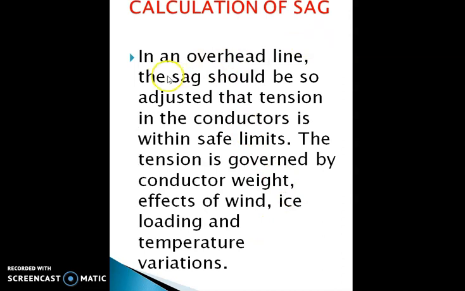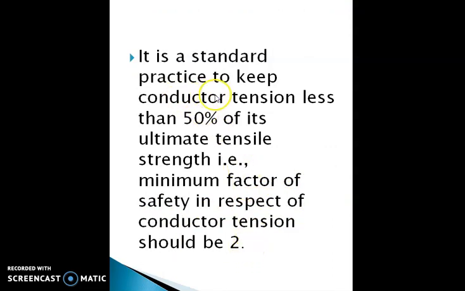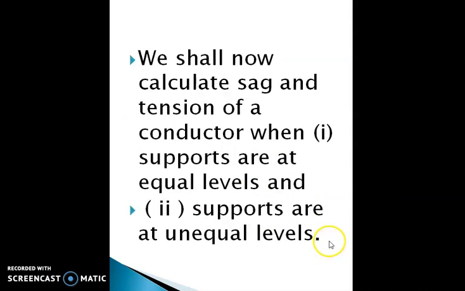Calculation of sag. In an overhead line, the sag should be so adjusted that tension in the conductor is within the safe limit. The tension is governed by the conductor weight, effect of wind, ice loading, and temperature variations. It is standard practice to keep conductor tension less than 50% of its ultimate tensile strength. That is, the minimum factor of safety in respect of conductor tension should be 2.